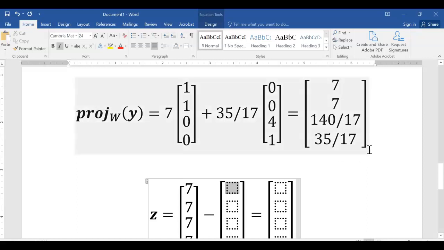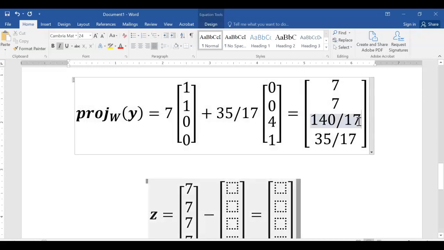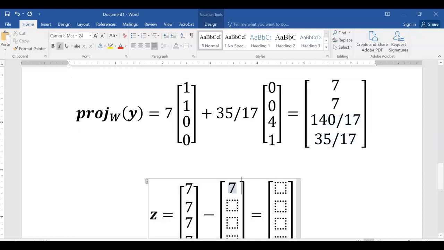Now, by the way, when you're posting things into Moodle, you will probably round that to a couple of decimal places. So you'd probably call that 8.24 or something like that when you type in your answer into Moodle. And you'd call 35 over 17 2.06 or something like that. So let's go check this out.